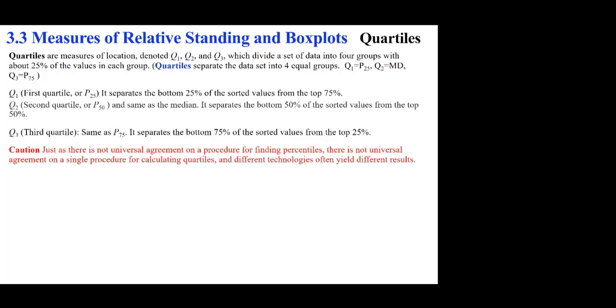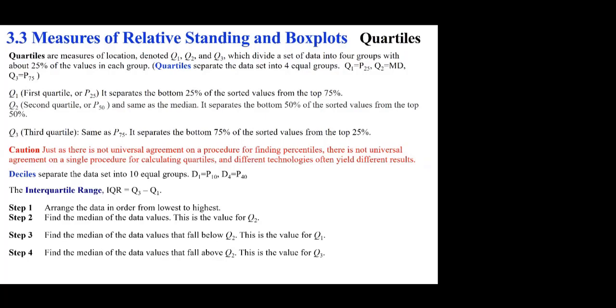If you use different technologies, you may get answers that are slightly different. Deciles cut the groups into 10 equal pieces. Interquartile range is defined as Q sub 3 minus Q sub 1. To find them, we arrange the data in order from small to large. We find the median. Median is identical to Q sub 2.